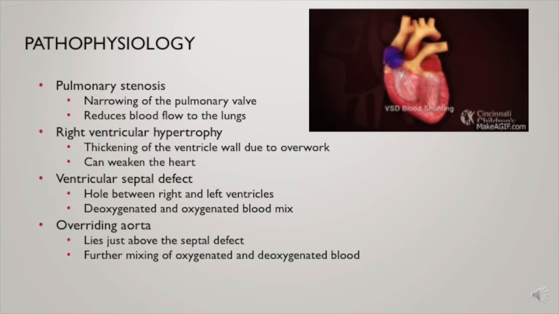This problem is heightened by the overriding aorta. In a normal heart, the aorta branches off the left ventricle and pumps oxygenated blood to the whole body. In the instance of Tetralogy of Fallot, the aorta lies just above the septal defect, allowing further mixing of the oxygenated and deoxygenated blood before it is circulated to the body.